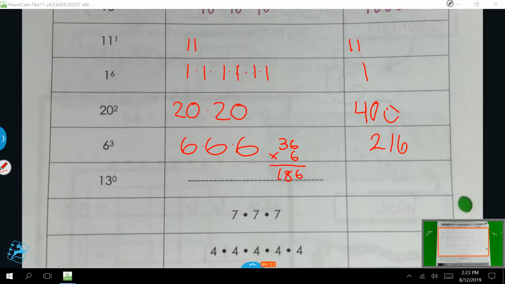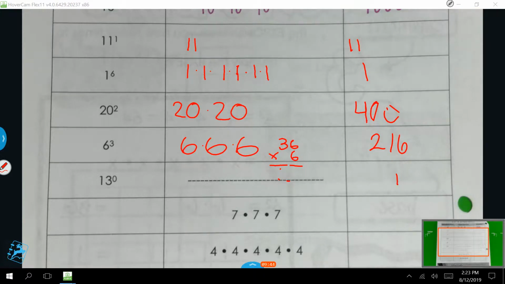Alright, who wants to do this next one? 13 to the 0. Madison, right? Nope, that line right there is telling me that there's no way to expand it because you don't know how you're multiplying 13 by nothing. There you go. Big whopping 1. Good job.